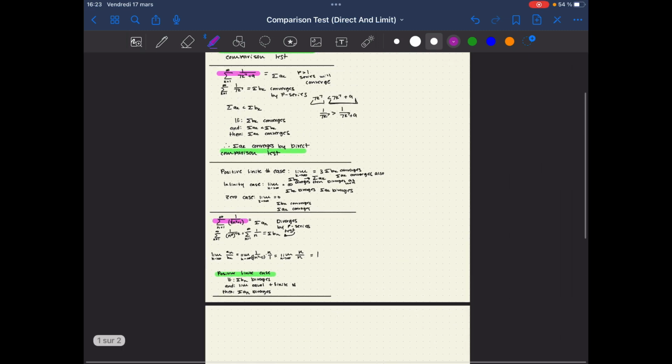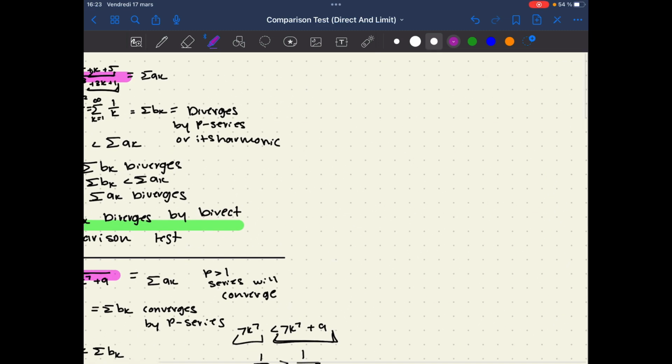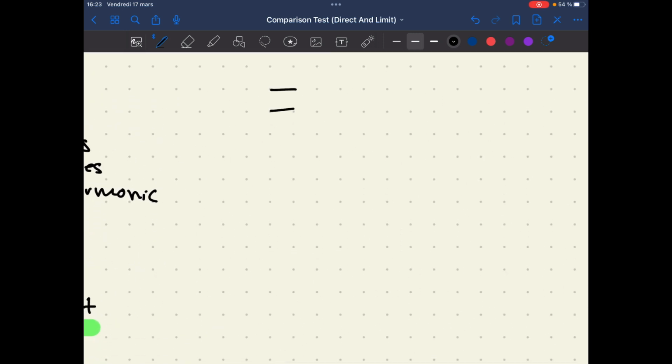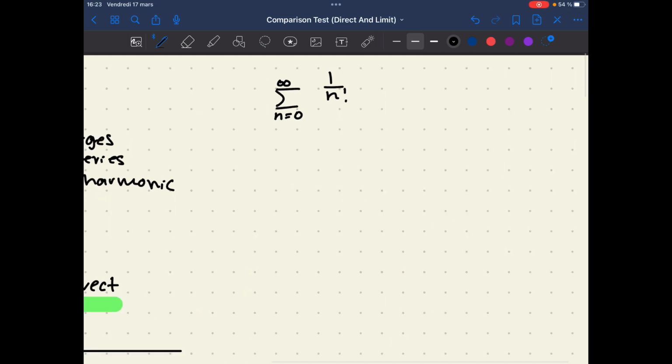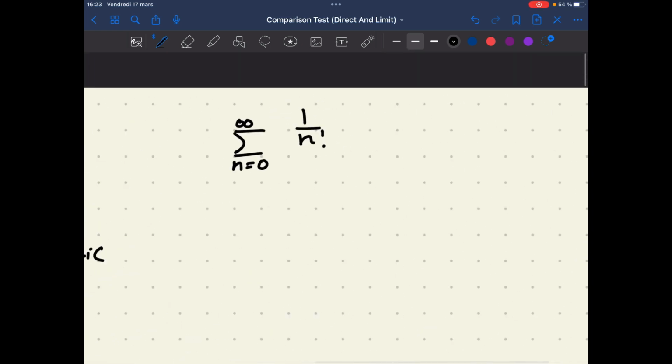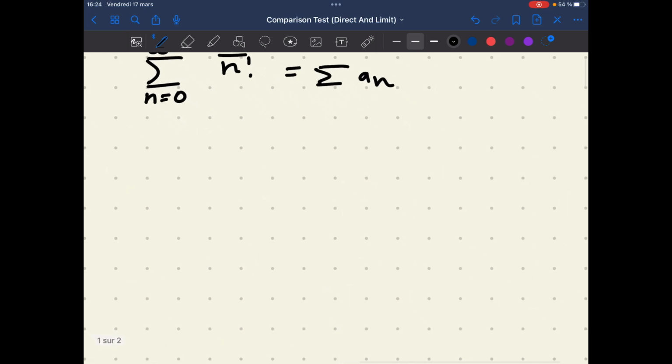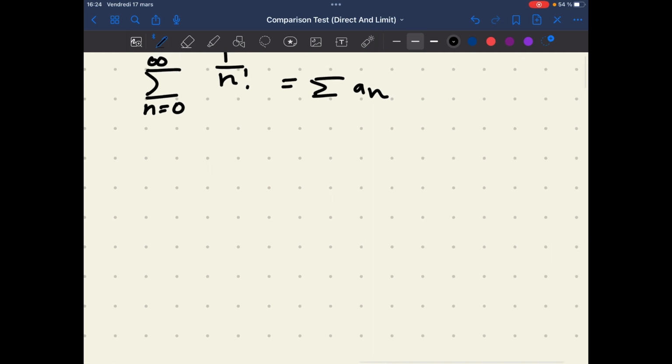Okay, let's look at one with a factorial. Your series starting at n equals 0, going on to infinity, 1 over n factorial. Now, this may seem a bit complex right now. Let's just call this series a sub n. It seems complex, but let's look at something a bit simpler.